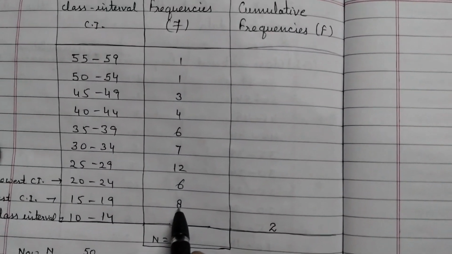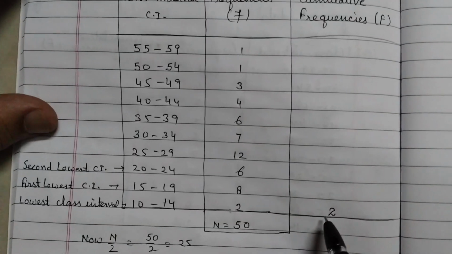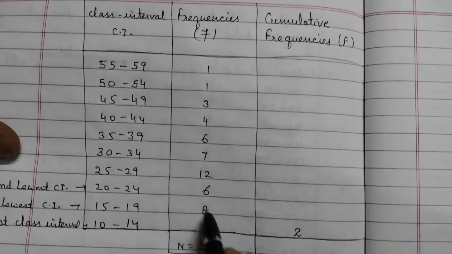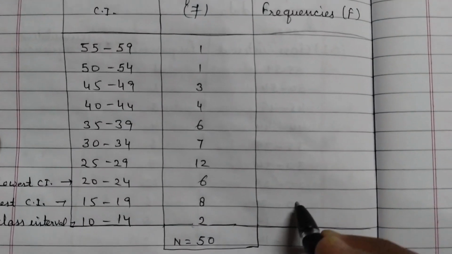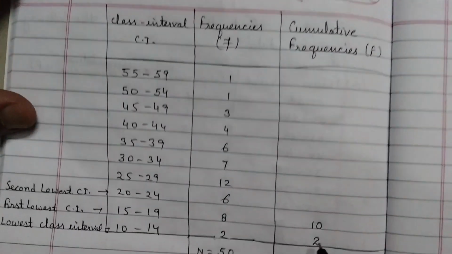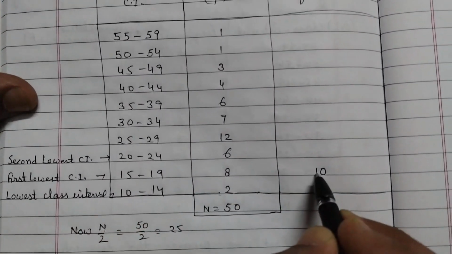First, the lowest class interval has frequency 8, and the lowest class interval cumulative frequency is 2. Sum up these two: 8 plus 2 is 10. In this way, the cumulative frequency for this first lowest class is found.